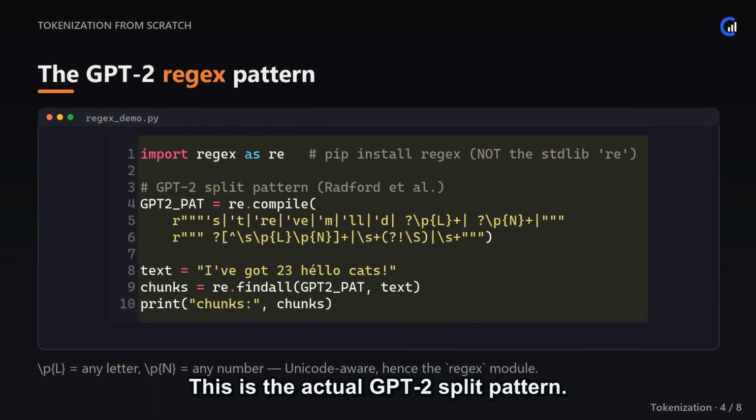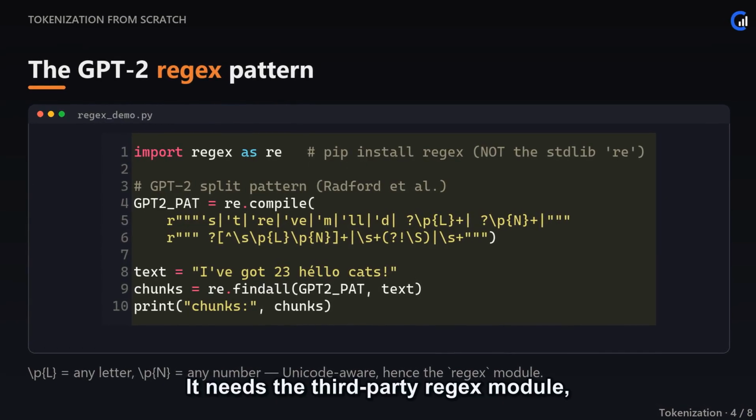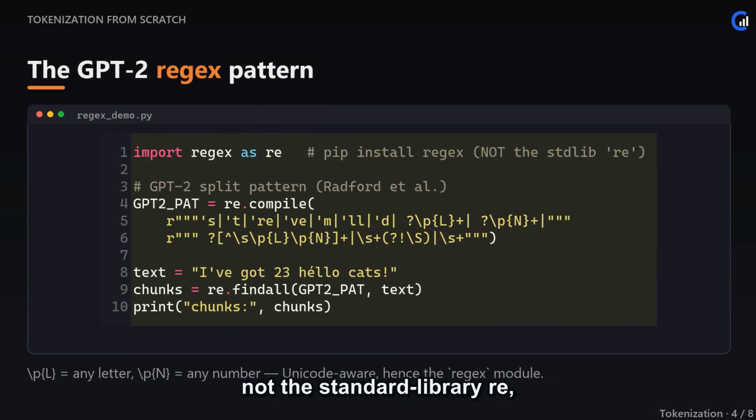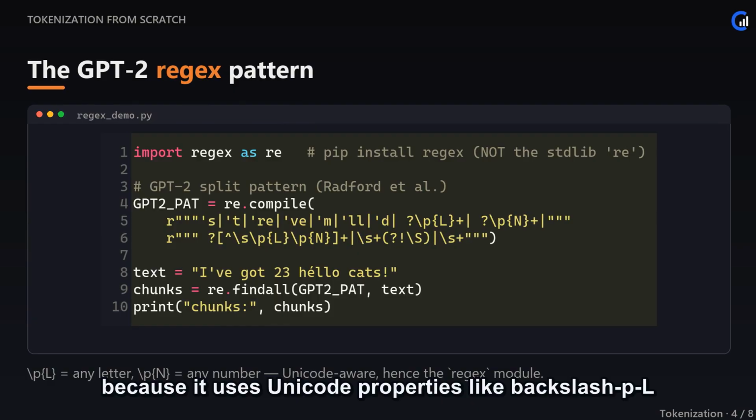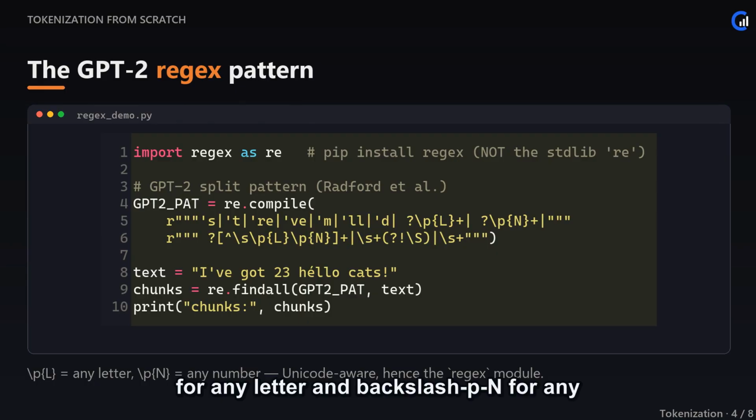This is the actual GPT-2 split pattern. It needs the third-party regex module, not the standard library re, because it uses Unicode properties like \p{L} for any letter and \p{N} for any number. Read it left to right: common English contractions, then an optional leading space followed by letters, or by digits, or by punctuation, and finally runs of white space. The optional leading space is the clever part. It keeps the space glued to the word that follows.